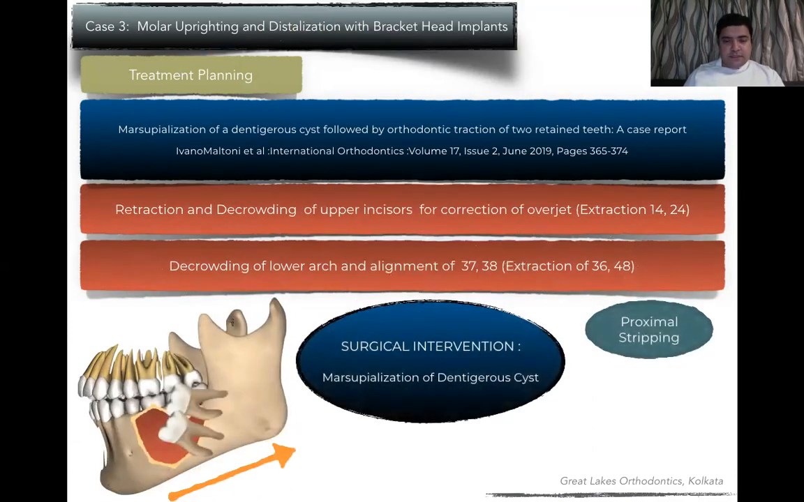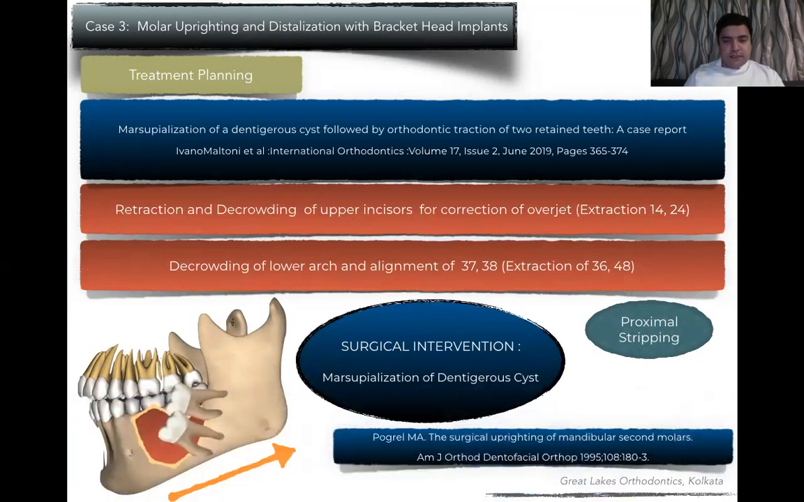We plan to do a surgical intervention. We need to do a marsupialization of the dentigerous cyst and preserve those two teeth and bring them into line. You can go through this article by Pogren in the American Journal of Orthodontics, 1995, which talks about surgical uprighting of mandibular second molars. Now, this could be one of the options, but we prefer the orthodontic perspective.